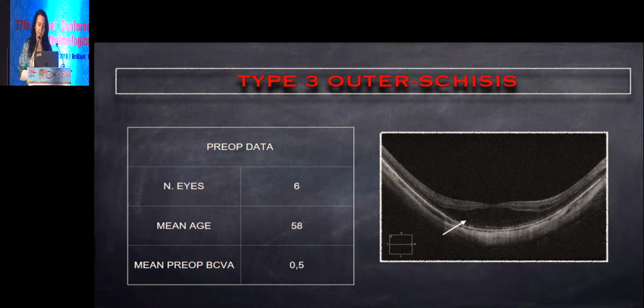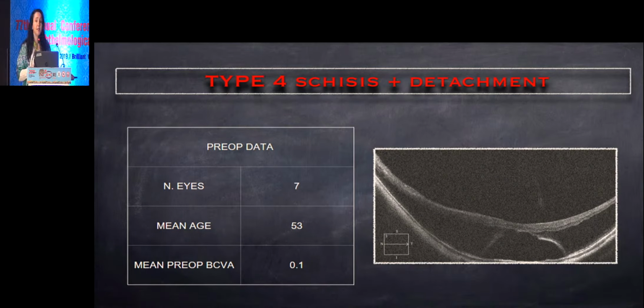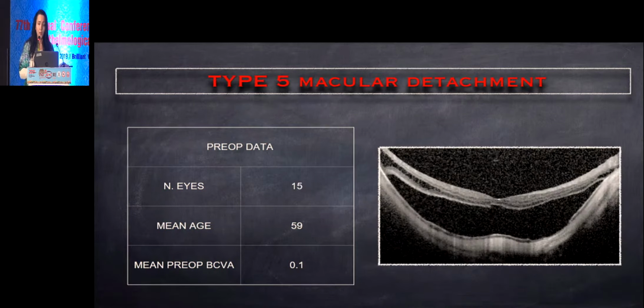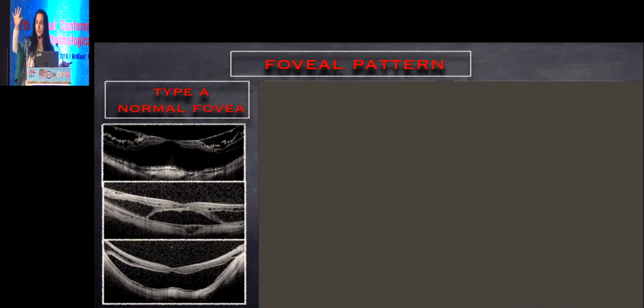Predominantly outer schisis, the age is still increasing. Schisis with detachment, here the age is in line, not increasing. Pure detachment. Notice that when the detachment is complete, there is almost no schisis, and the age is increasing. So 5 types of retinal patterns. For each type, we might have different patterns in the fovea, 3 patterns.